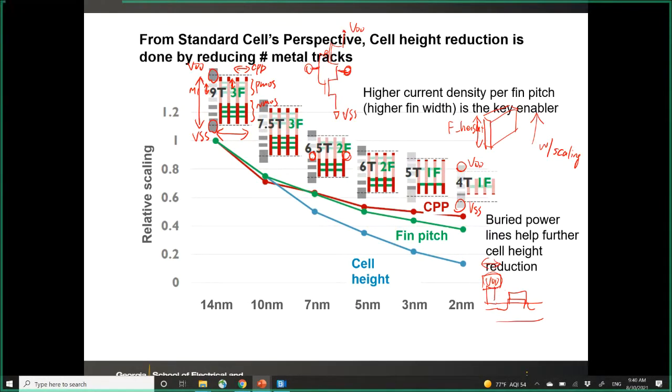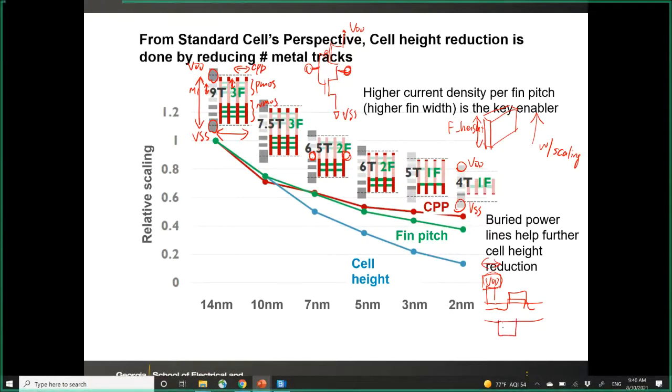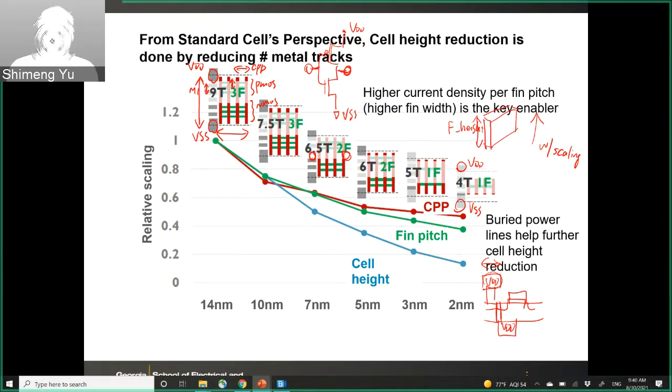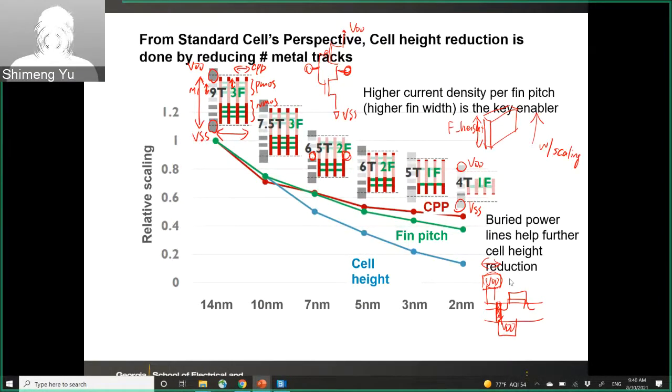In the future, there is a proposal to make this power line on the back side of the wafer. So you have the metal line somewhere underneath here and make a contact here. Therefore, you can save the space for the metal power lines. So those are the future trends, not in production yet. Any questions here?